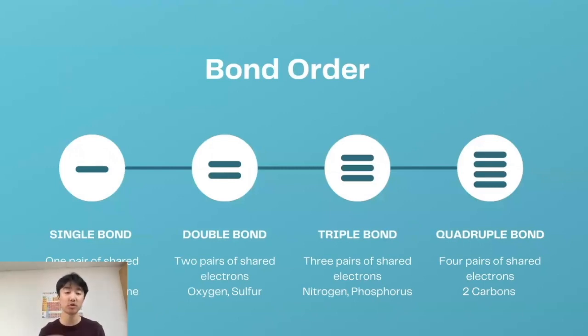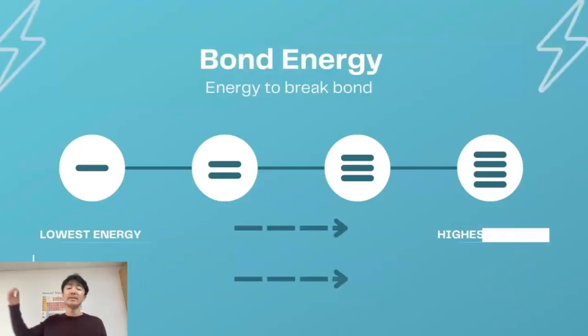For double bonds, it's two pairs of shared electrons. Examples are oxygen and sulfur. For a triple bond, three pairs of shared electrons, which are nitrogen and phosphorus. And finally, quadruple bonds are really rare, but if you see these, two carbons bonding together can create a quadruple bond, right?